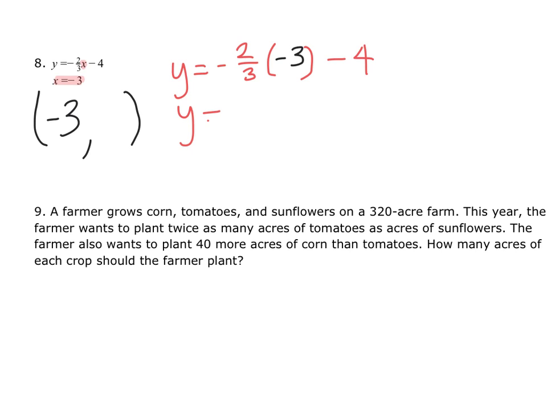So y equals, a negative times a negative is a positive, and 2/3 times 3 is 2. So I have +2 minus 4, and 2 minus 4 is -2. So my y value is -2.